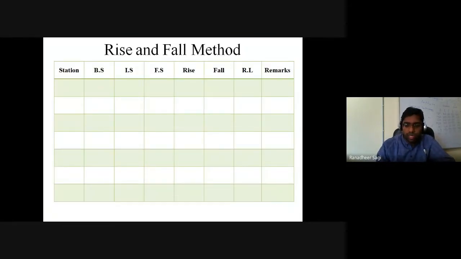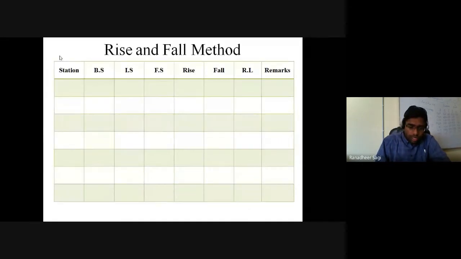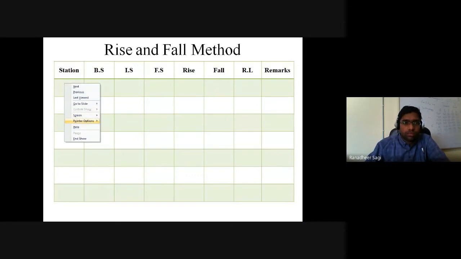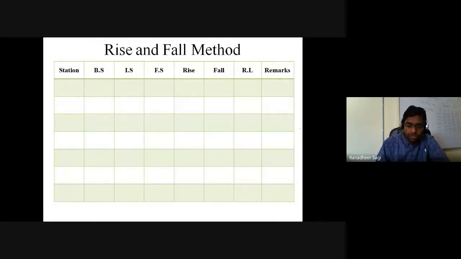Once we go ahead in solving the same problem for the given data based on the rise and fall method, we have to specifically understand how the data has to be properly represented in the level book or the table corresponding to that level book. So let me write down the data, because we have already used the same data in the last class for solving based on the height of instrument method.